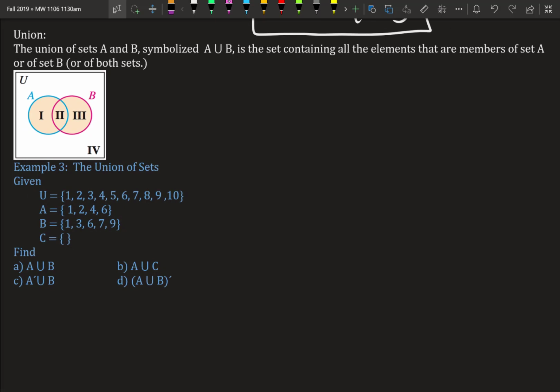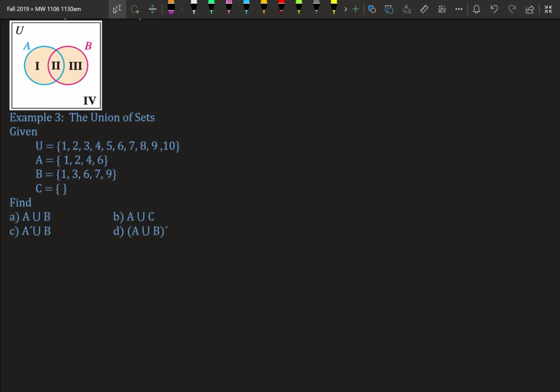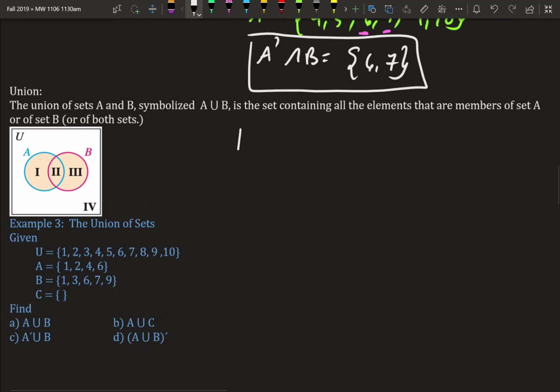All right, so example 3, the union of sets. So we're given the universal set. The universal set is 1 through 10, so 1, 2, 3, 4, 5, 6, 7, 8, 9, 10. Remember, those are natural numbers, aka counting numbers. And we're given set A is 1, 2, 4, 6, set B is 1, 3, 6, 7, 9, and set C is nothing. So we're going to start off by drawing our sets as a Venn diagram.